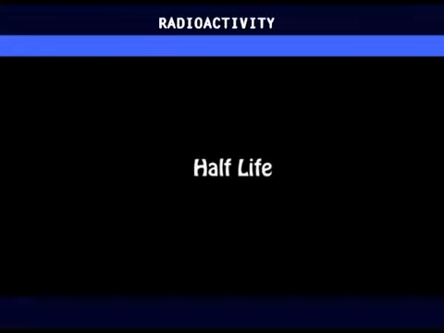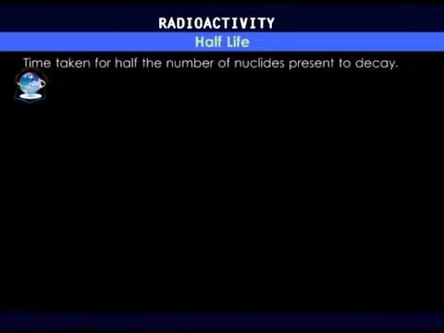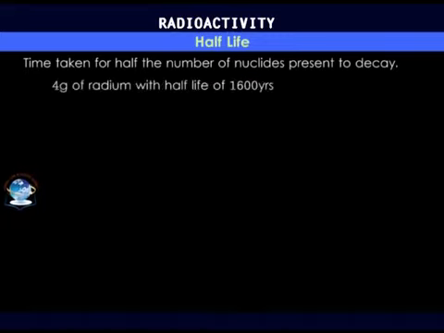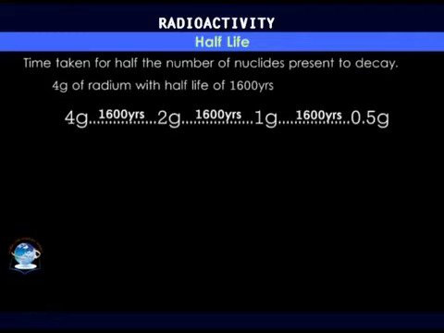Half-life. The rate of decay of any radioactive material depends on the number of nuclides present. The time taken for half the number of nuclides initially present in a radioactive sample to decay is called its half-life. Consider 4 grams of radium whose half-life is 1,600 years. After 1,600 years, 2 grams will have decayed, so we shall have remained with 2 grams.